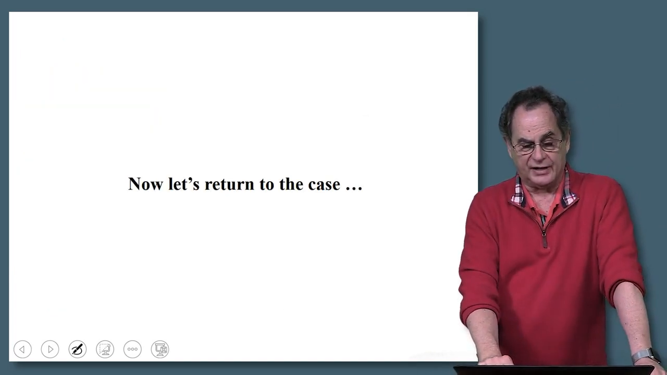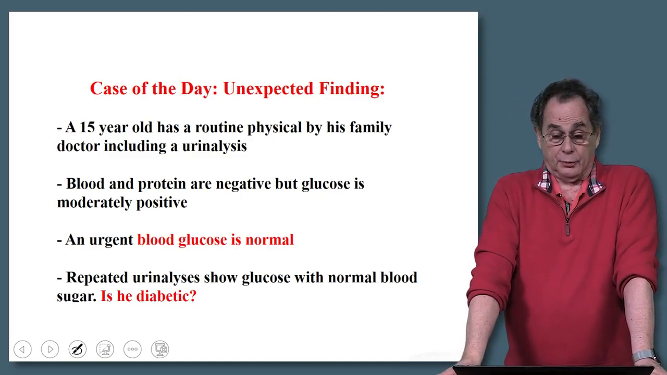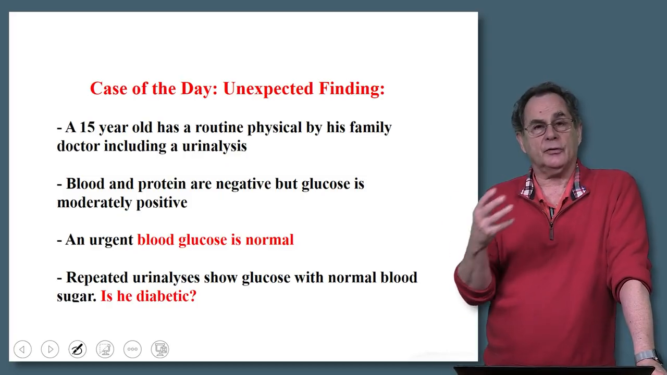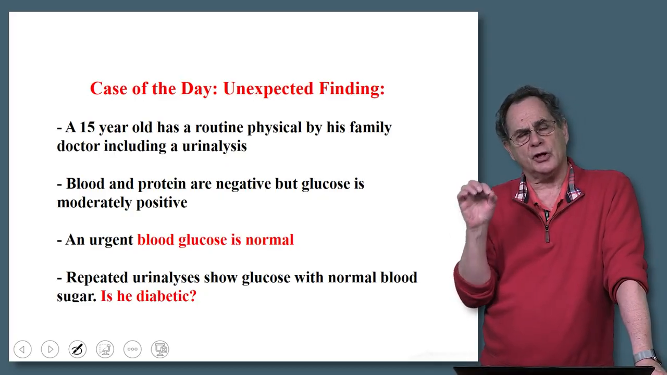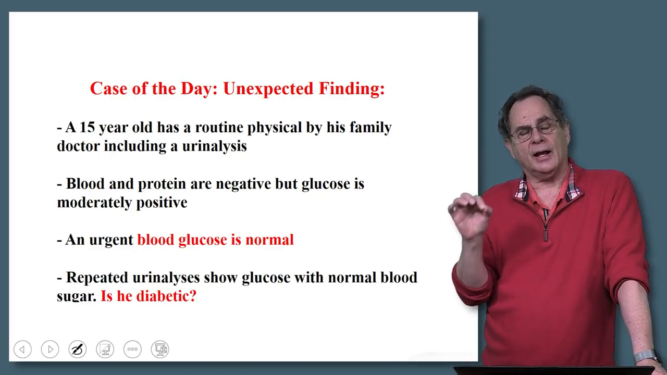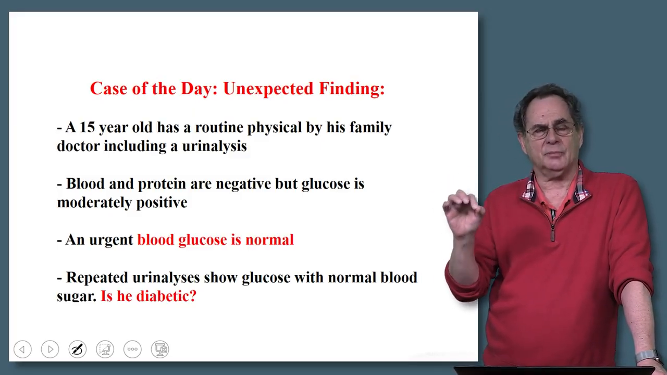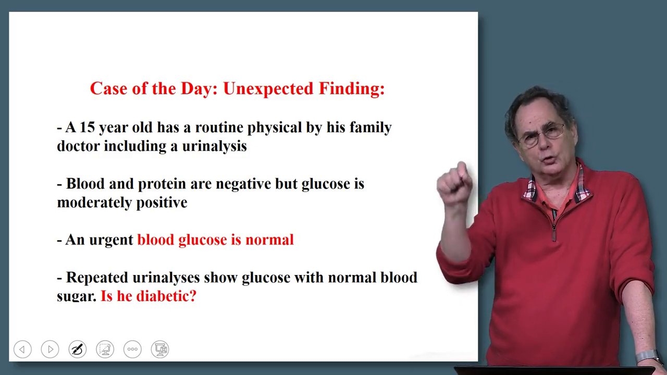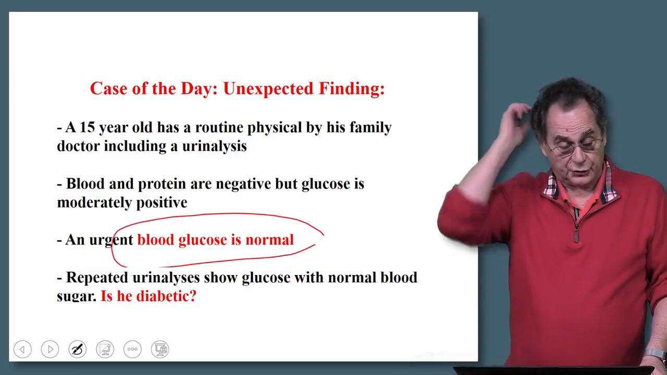So let's return to the case. A 15-year-old had a routine exam. Blood and protein on a urinalysis were negative, so that didn't indicate any kidney problem, but glucose was positive. So the first thing the physician appropriately asked was, what's the blood glucose level? Because if there's glucose in the urine, that's not normal. I expect the blood glucose level to at least exceed 10 to 15 millimoles per liter in order for glucose to appear. So the blood glucose was normal, which is a surprise.